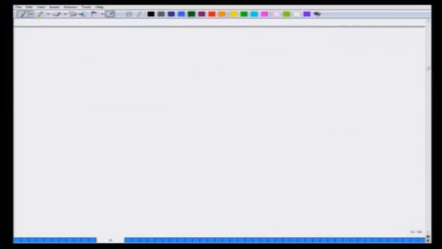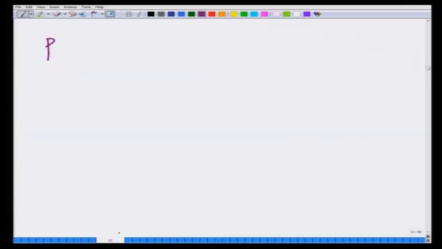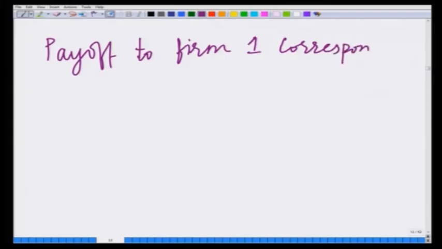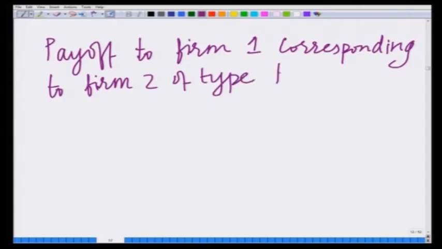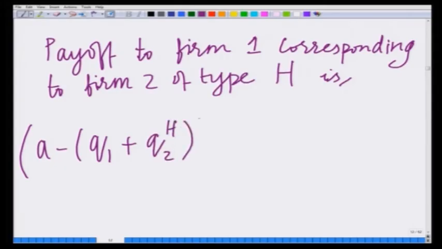Similarly, the payoff of firm 1 corresponding to firm 2 of type H is A minus (Q1 plus Q2H) times Q1 minus C times Q1, which is the price, A minus (Q1 plus Q2H), times the quantity Q1 minus C times Q1.